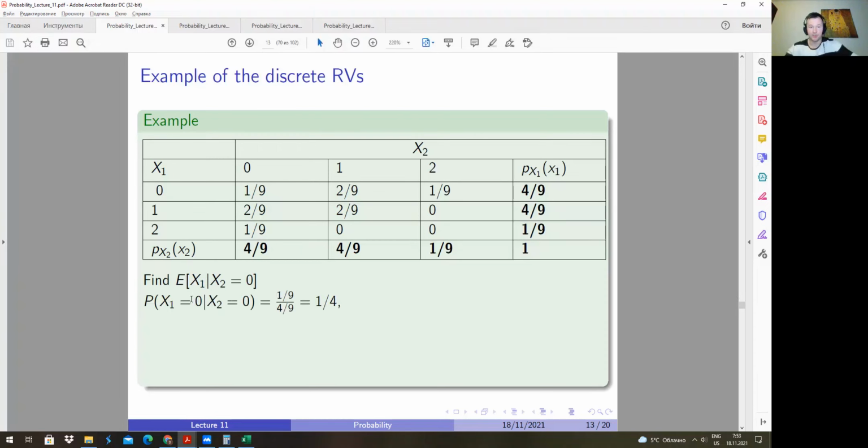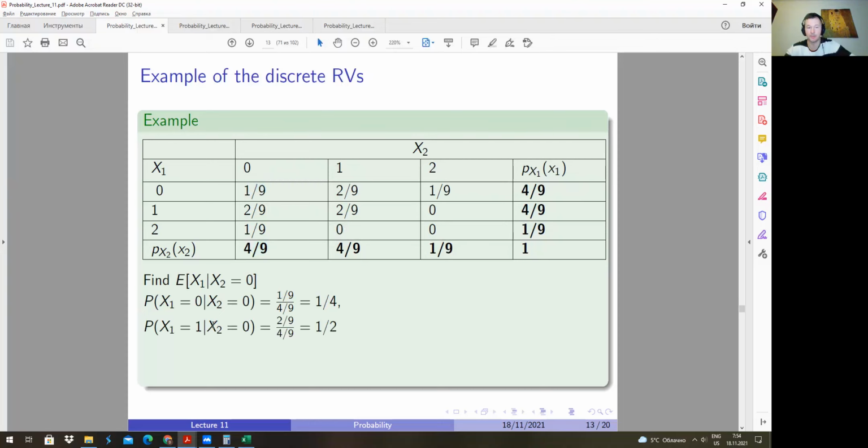So first of all, we need to calculate the conditional distribution of x1 given x2 is 0. So the probability that x1 is 0 given that x2 is 0 is 1 over 9 joint probability divided by 4 over 9 conditional probability.